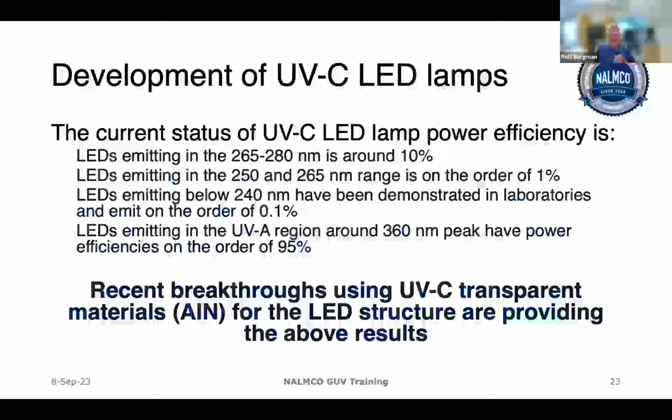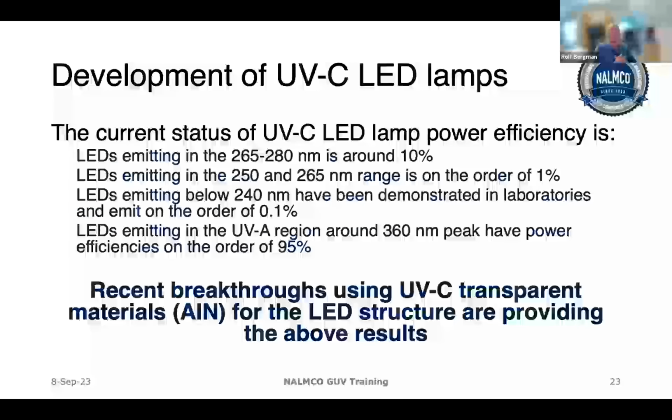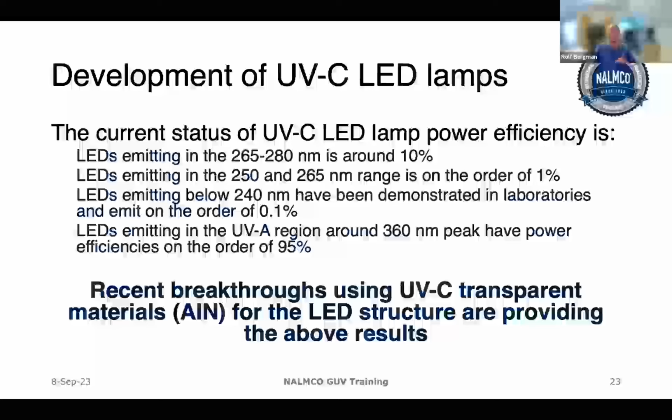But notice as we go down to 250 to 265, the region where you have comparable light emission to low pressure mercury, which is at 254, it's already dropped to the order of 1%. And below 240, in the region of 222 or 230, where we'd like to work for the far UV, the efficiency is 10 times lower again, only 0.1%, compared with emission in the visible or the UVA region, where it's 95% or higher.